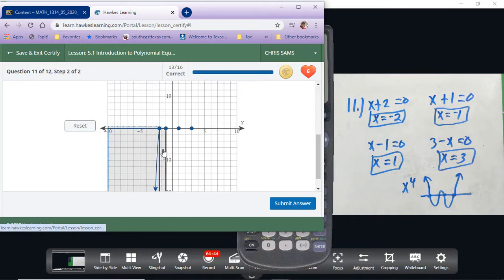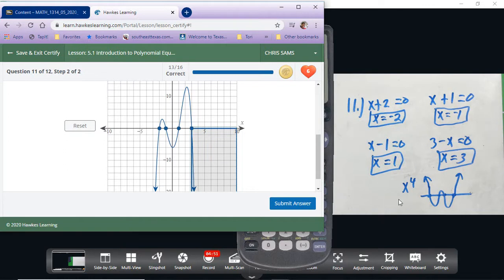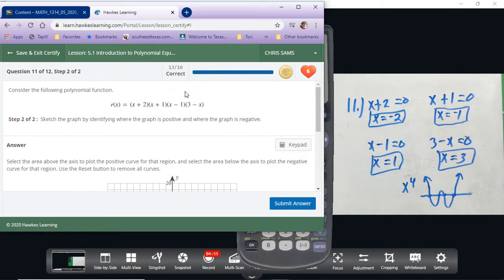So we're actually going to be down, then up, and down. Now I was assuming that this was positive, but I didn't take into account that when you multiply this out, because of this minus in front of the x, it's negative. So you have a negative x to the fourth, so it just flips upside down.